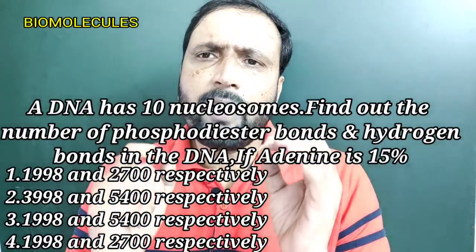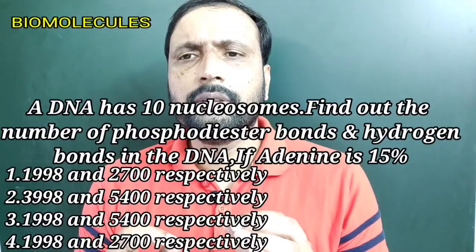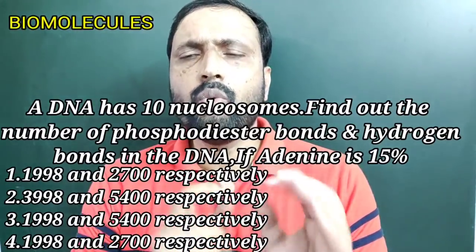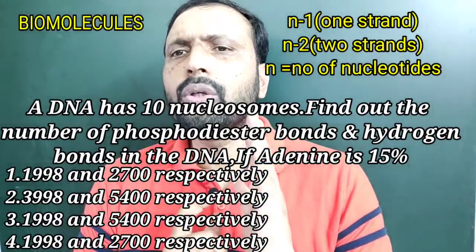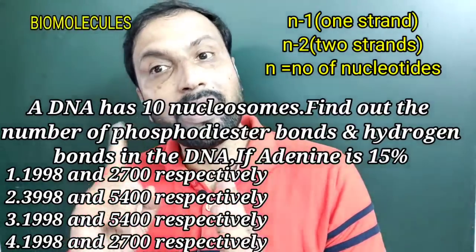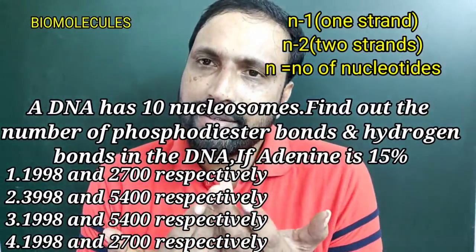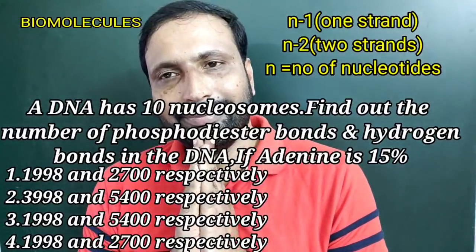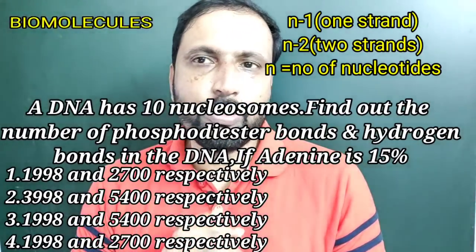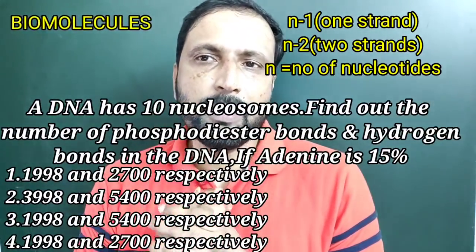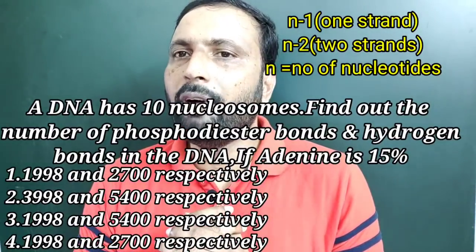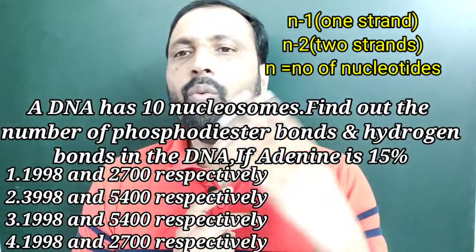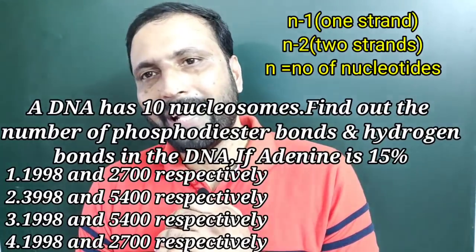You calculate the phosphodiester bonds always as n minus 1, where n is the number of nucleotides, minus 1 on one strand. When two strands are there, minus 2. So here definitely there are two strands. When double-stranded DNA is there, you go for n minus 2. When only one strand is there, you go for n minus 1.